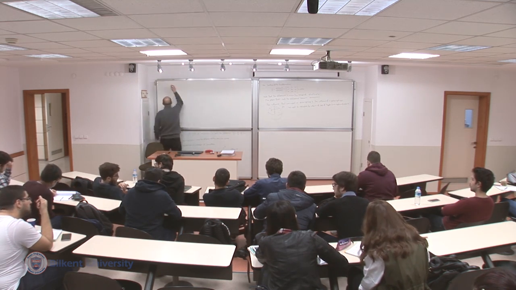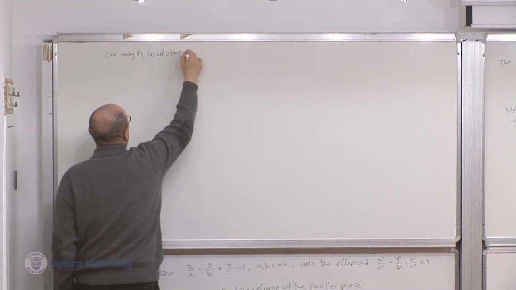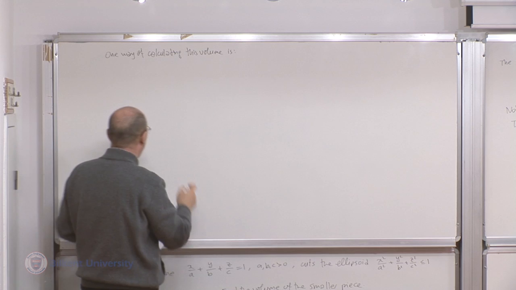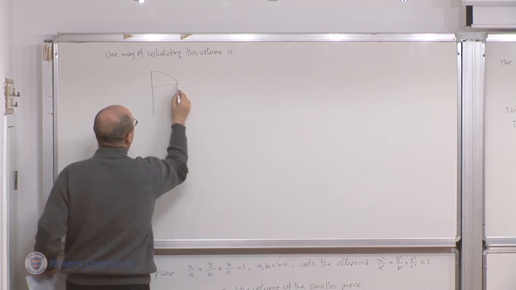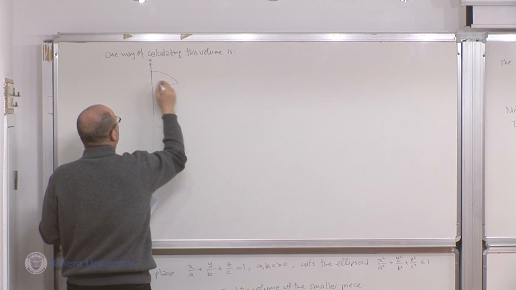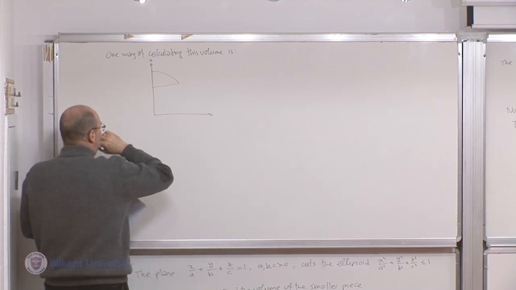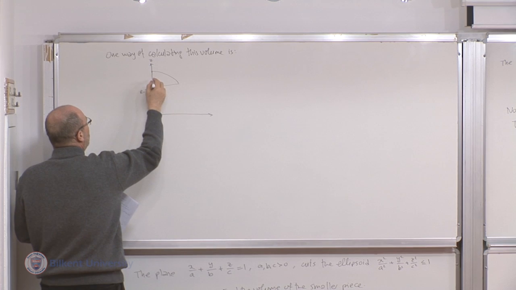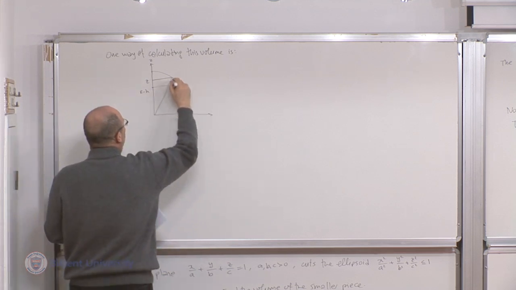Okay, so one way of calculating this volume is the following. We consider a solid of revolution. This is our z coordinate. This is h. Starting from here, this point is r minus h, and this part is h. I take an arbitrary point here whose height is z, and here the radius is r.